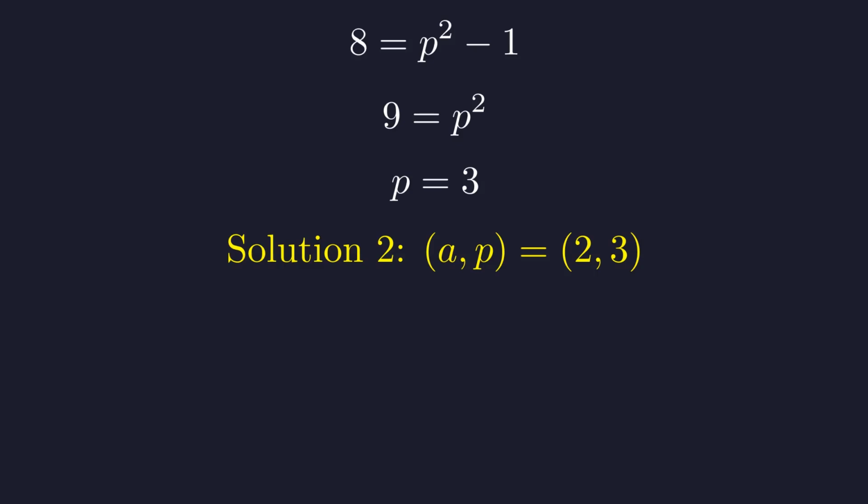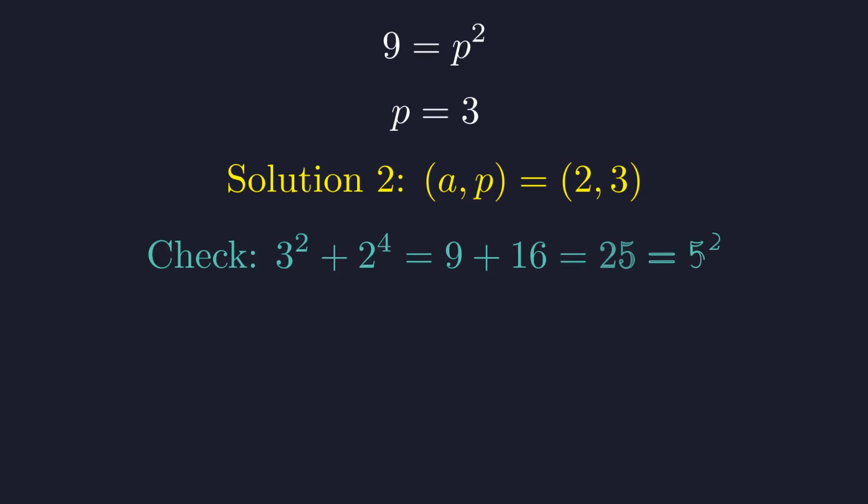The second solution is the pair a equals 2, p equals 3. To verify, 3 squared plus 2 to the fourth is 9 plus 16, which equals 25, or 5 squared. The solution is correct.